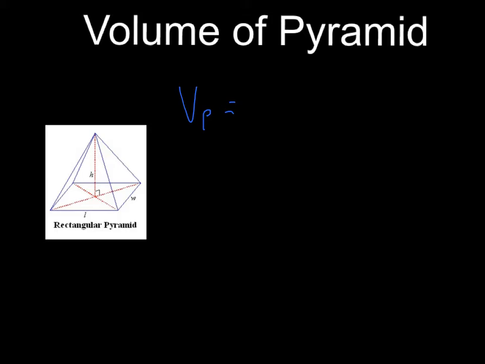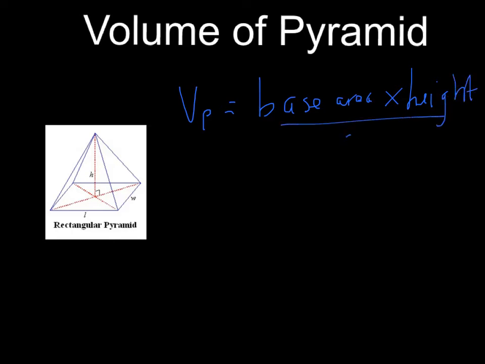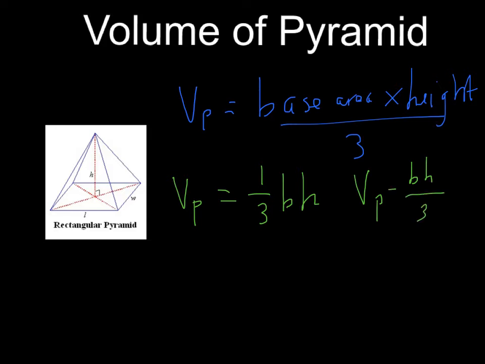The volume for any pyramid is the base area times by the height divided by 3. So there are a couple of ways that can be written. It can be written as the volume of a pyramid is equal to a third of base times height, or it can be written as base times height over 3.